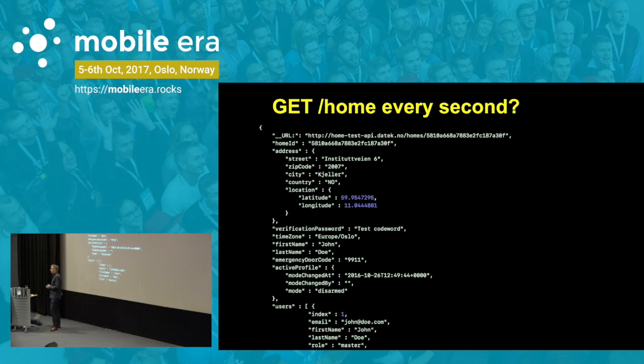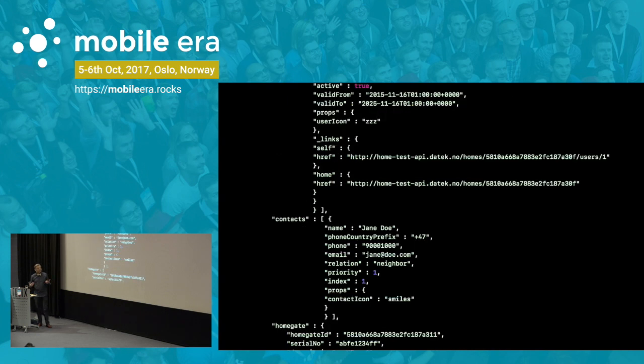That's a lot of JSON. If we have to get everything in the app all the time, because how else would you stay synced? We need to know every device because every device might have changed. So here's some example JSON from a real IoT backend, and it's a lot of JSON.